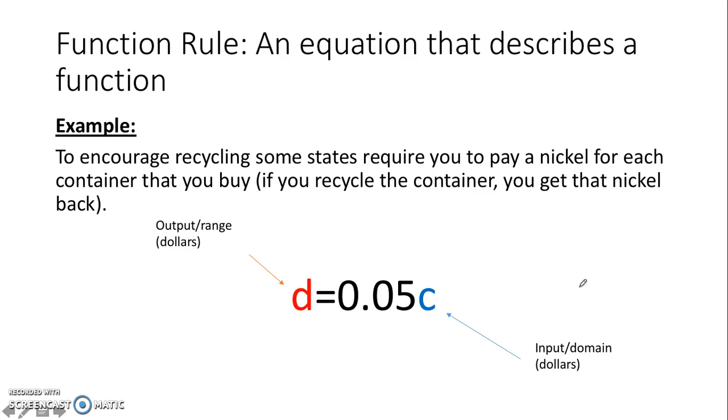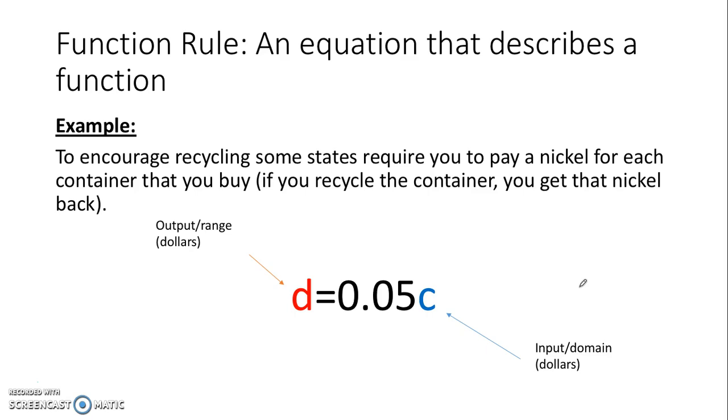Alright, so when we have functions, we have something called a function rule. And the function rule is an equation that describes a function. Alright, so with linear functions, which means straight line functions, this is what we've been talking about. Slope, or rate of change, or constant of proportionality. All those are function rules. Let's take a look. To encourage recycling, some states require that you pay a nickel for every container that you buy. If you recycle the container, you get that nickel back in those states, all right?